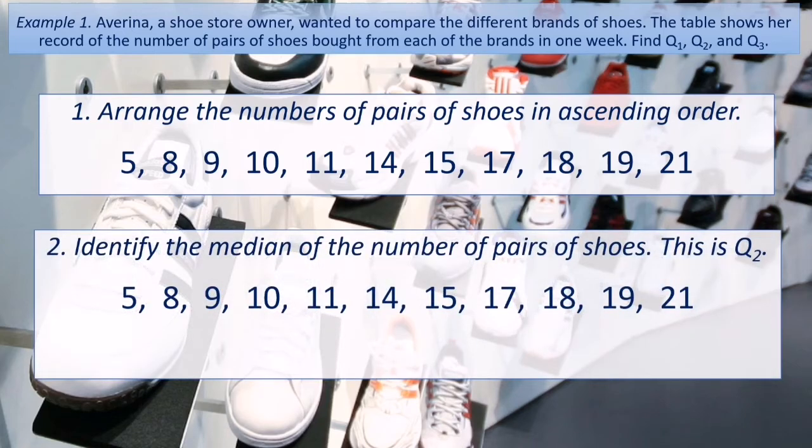Next is to find the median of the number of pairs of shoes. This is the second quartile. The median of the ordered set of values is 14. And that is our second quartile. Second quartile is equal to 14.